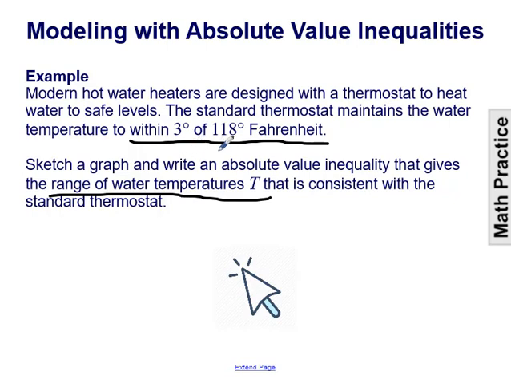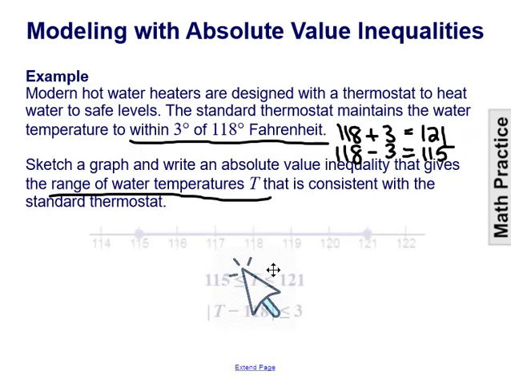So if you're within 3 degrees of 118 degrees Fahrenheit, you're 3 degrees above 118, which would be 121 degrees, and you're 3 degrees less than 118, so 118 minus 3, you're 115 degrees Fahrenheit. So you have this range from 115 degrees to 121 degrees.